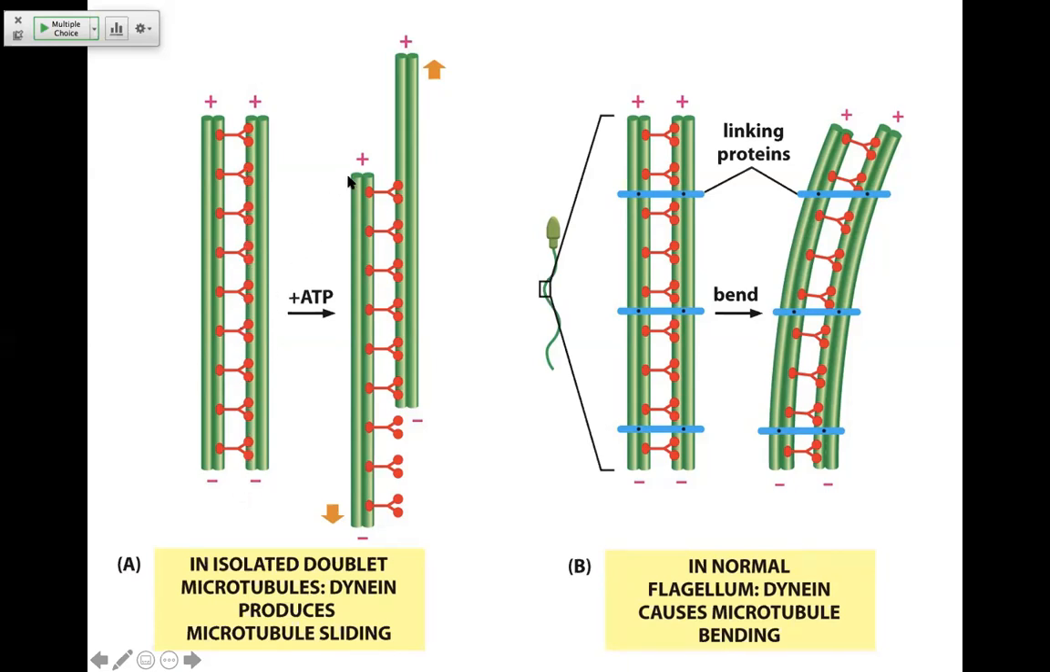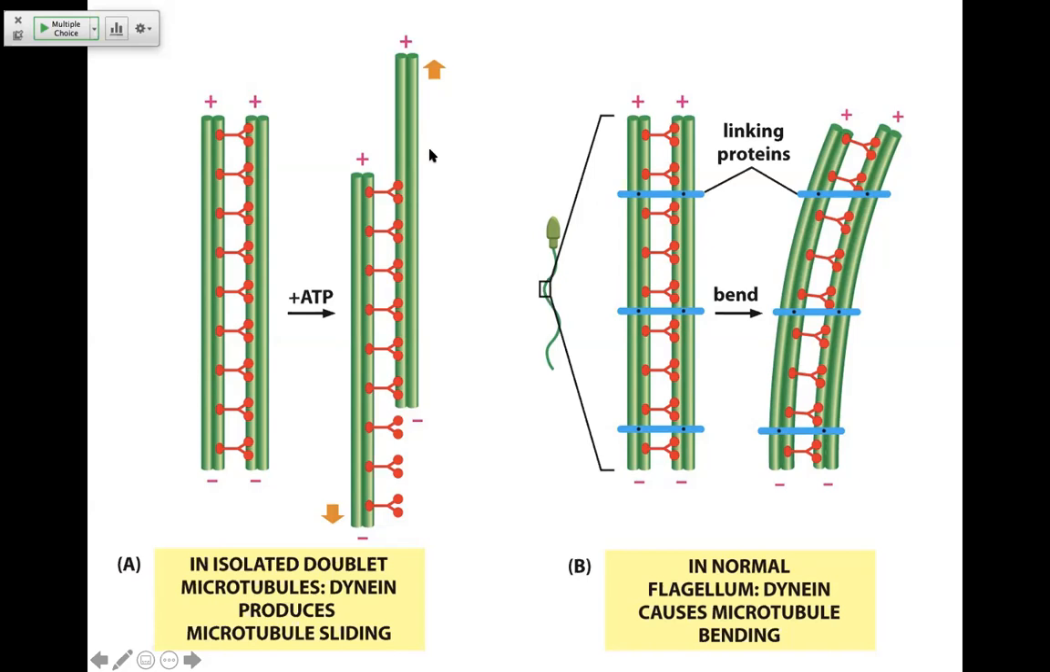That results in this left doublet moving, right, towards the bottom in this arrangement. The left doublet is moving towards the minus direction relative to the right doublet. And so they're sliding relative to each other.